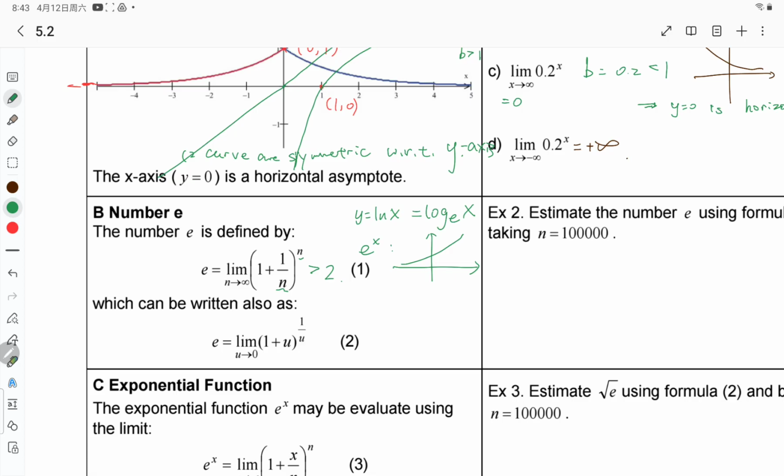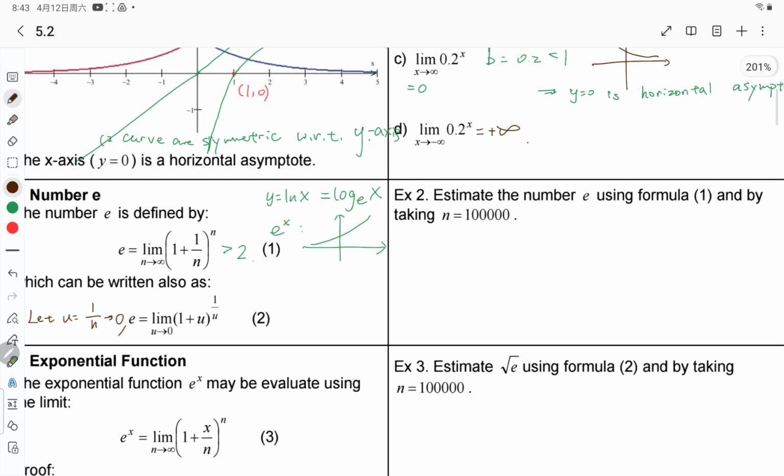And this is just another way to write it: let u be equal to 1 over n. So as n is going to infinity, u equal to 1 over n is going to 0, right? This is just another way to write it. So it's good to know.